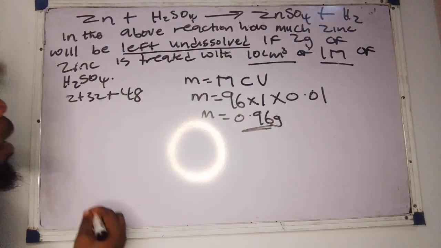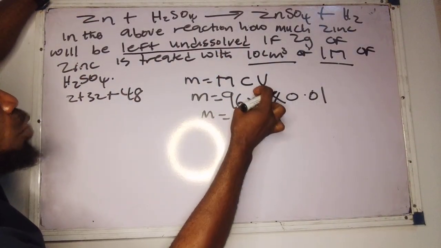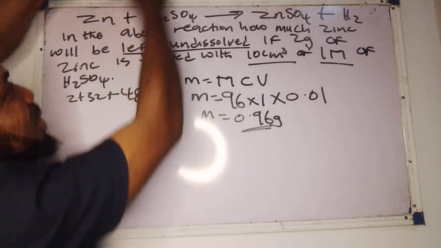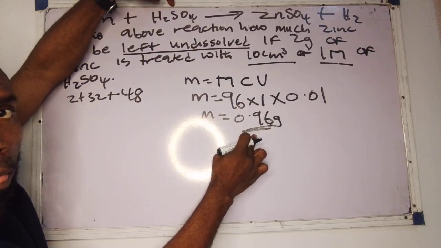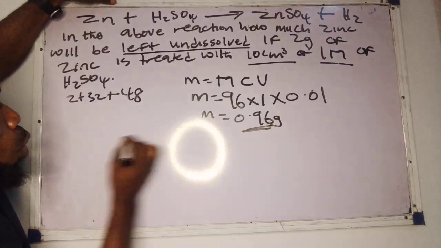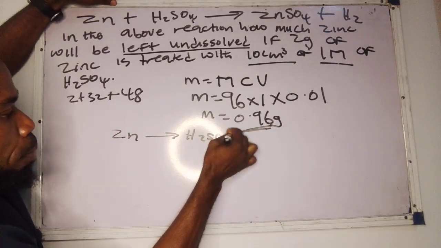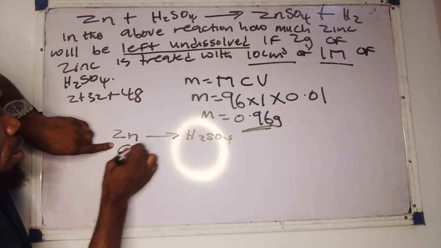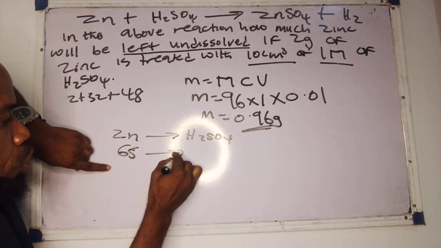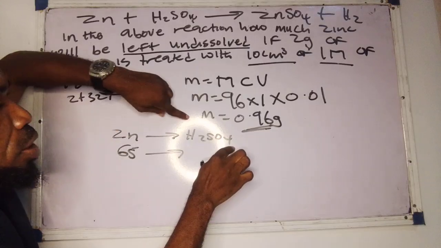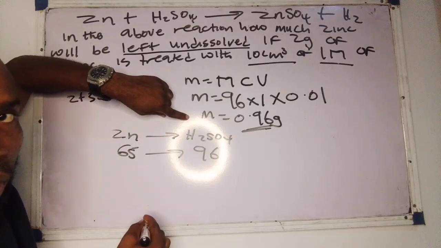Now, look at it. Since I have known the mass, I want to find out what mass of zinc reacted with this mass of H2SO4. So I will say zinc and H2SO4. Now the molar mass of zinc is 65. So now this H2SO4, the molar mass is what? It is 96.